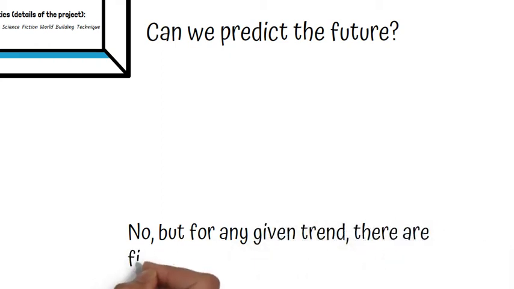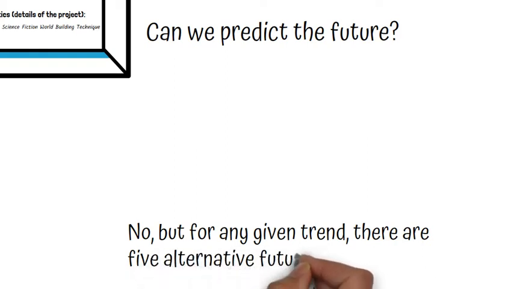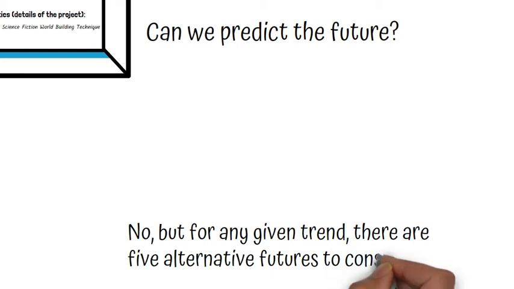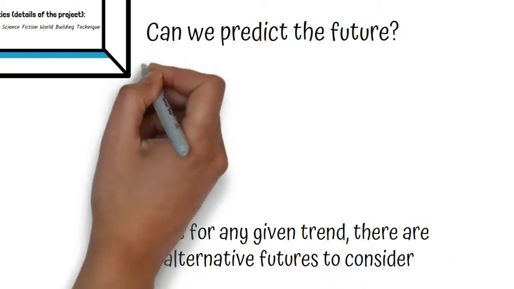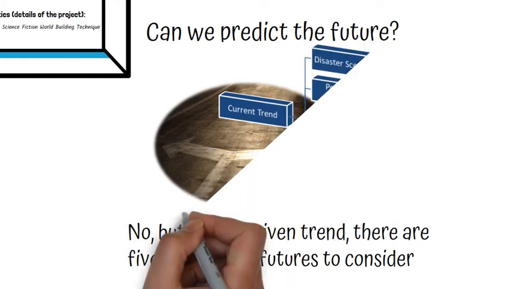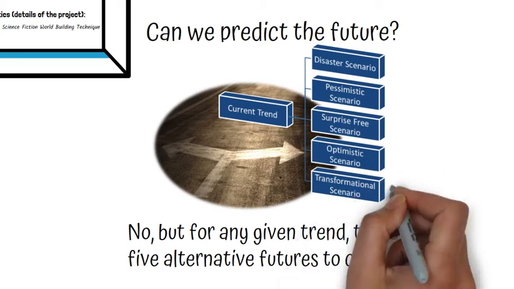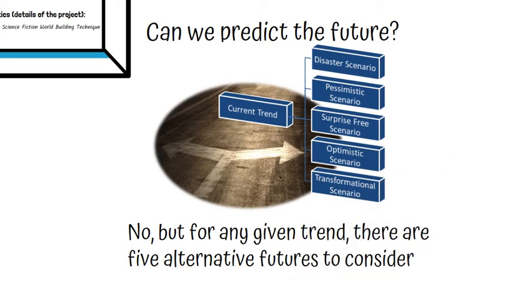For any given trend, here are 5 important alternative futures to consider. The first is a surprise-free scenario. This is a future where things will continue much the same as they are now. They won't become substantially better or worse. There is an optimistic scenario. Things will go considerably better than in the recent past.